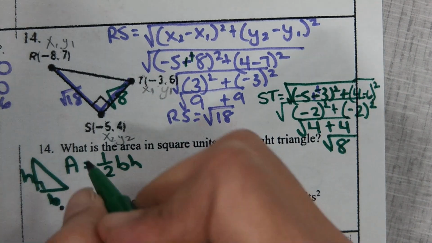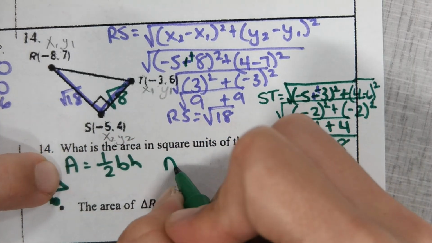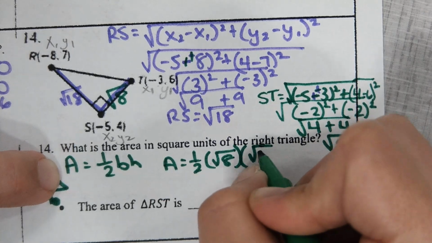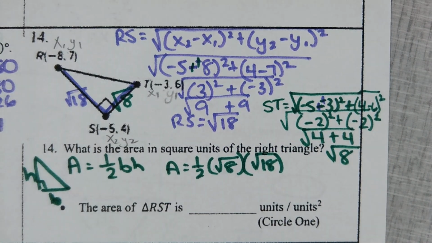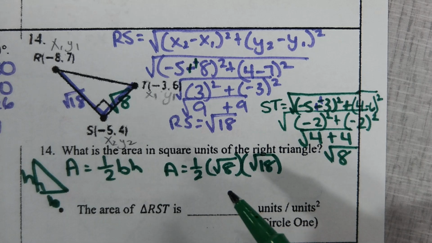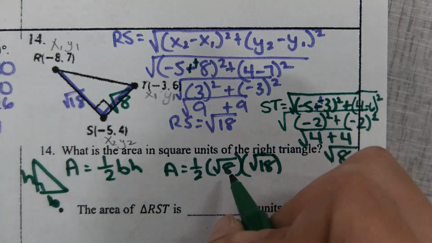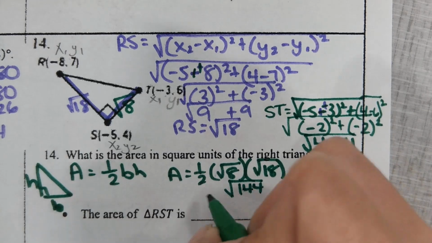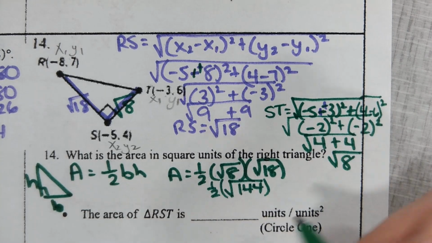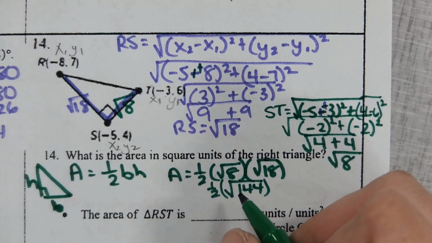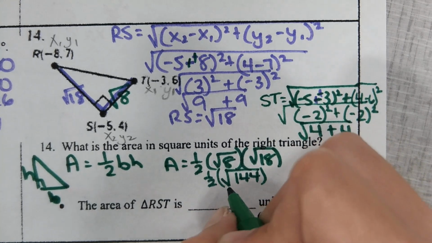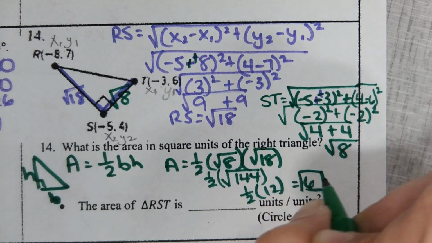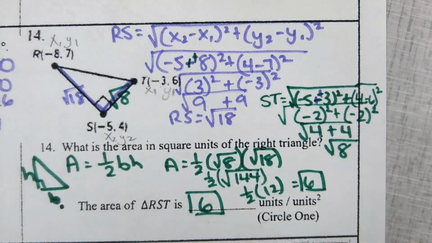Then my last step is to plug it into the formula for area. Area is 1/2 the base square root of 8, the height square root of 18. When you multiply square roots like this, you could put it all in the calculator if you wanted to. 8 times 18 is 144, so you can say that this is square root of 144. Square root of 144 is just 12, because 12 times 12 is 144. So you're doing like half of 12, which is 6. And 6 is the final answer to the area of that triangle.